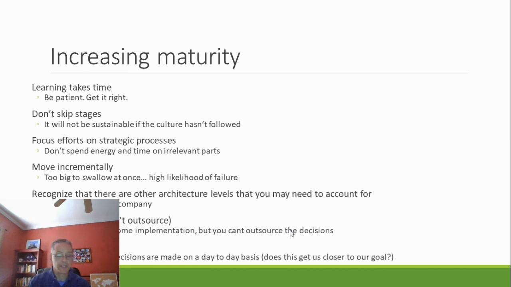Focus those efforts on the strategic processes. Focus what you're doing on the things that are going to make the most difference for the company, and move incrementally. There's a high likelihood of failure if you try to do too much too quick. And recognize there are other architecture levels you may need to account for. Just because I've said there are 4, there may be, because of your business, some different things happening in different areas. Be sensitive to that, and if it makes sense, change a little bit. But understand that there is a maturity level you're trying to reach.